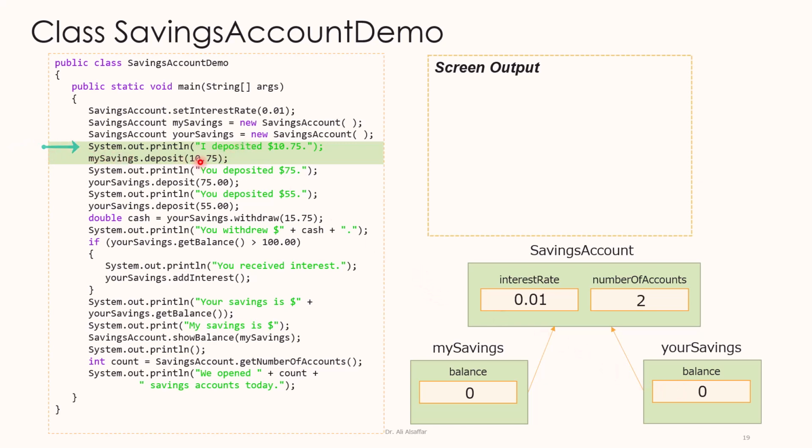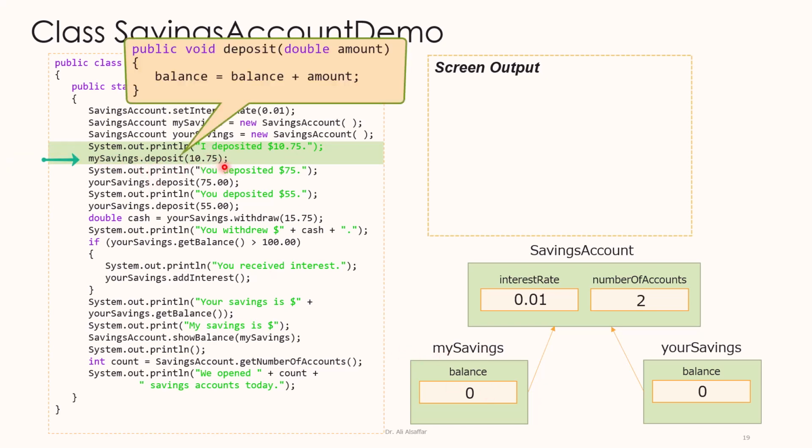Now when we execute this statement, a message will be displayed on the screen: "I deposited $10.75", and also in my savings we are going to deposit 10.75. Here when we use the word I, then we are referencing my savings, and when we mention you, then we are referring to your savings. After these two statements are executed, a message "I deposited $10.75" will be displayed on the screen. At the same time, 10.75 will be added to balance, and balance will change into 10.75.